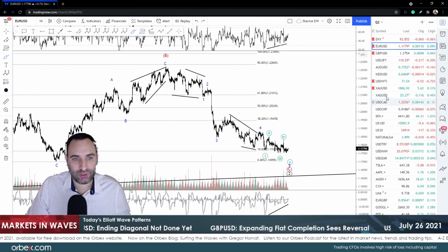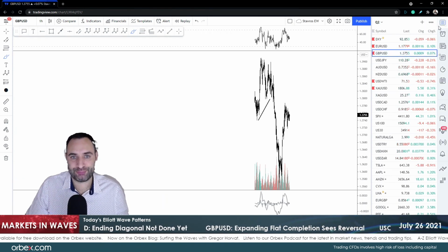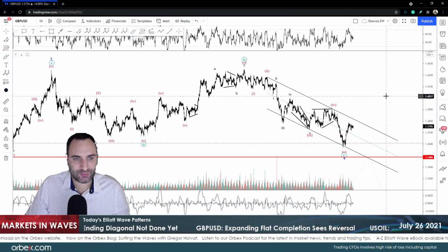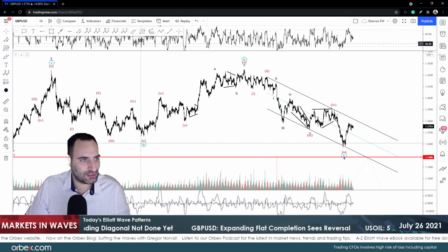Okay, now let's jump quickly on the pound. Pound also moved exactly as we expected. You can see a lot of flats, guys, to be fair.